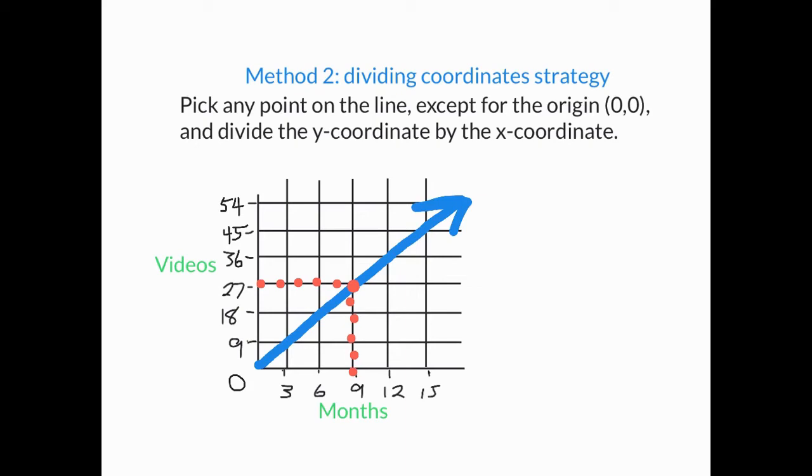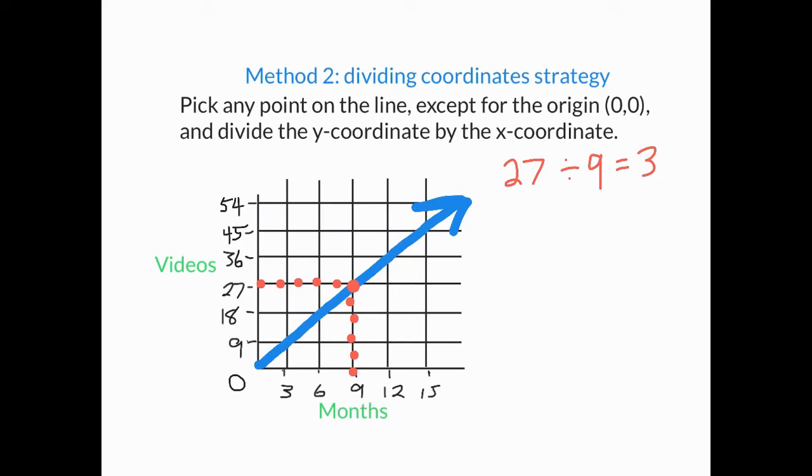That is 9. So my unit rate is going to be 27 videos divided by 9 months is equal to 3 videos per month. Because I divided videos by month, that gives me videos per month. Okay, and that's it. That's all you have to do for the dividing coordinate strategy. And like I said, it'll work no matter what point we pick.